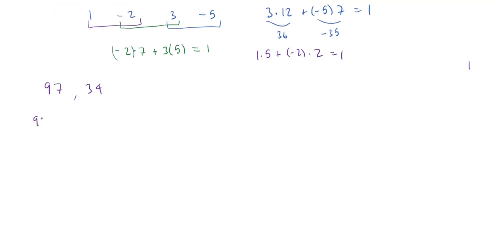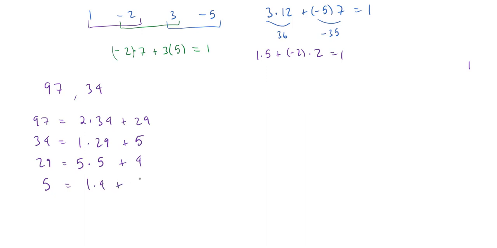So we'll start with 97 is equal to, well, let's see, I guess that would be 2 copies of 34, which gives me 68, and that leaves 29 left over. Then 34 is 1 copy of 29 with 5 left over. 29 is then 5 copies of 5 with 4 left over. And then 5 is 1 copy of 4 with 1 left over. Since we obtained 1, we found our GCD.